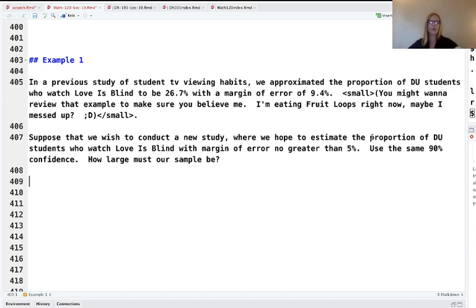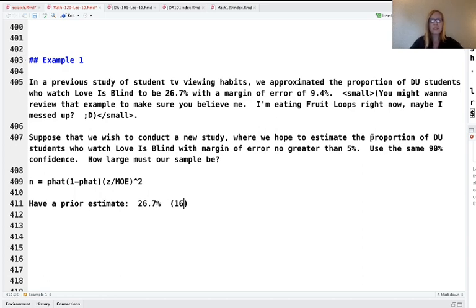Well, let's think about this. The formula that you saw a second ago is n equals p hat times 1 minus p hat times z over MOE squared. We're going to use that formula right now. And we know most of this stuff. Here we do have a prior estimate: 26.7%. By the way, that was 16 out of 60. That was the number from that sample survey. We did a study. We found 26 something percent. Let's use that.